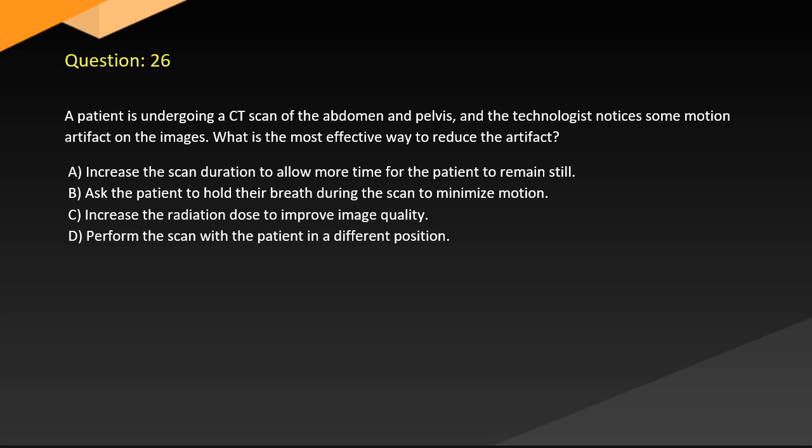Question 26. A patient is undergoing a CT of the abdomen and pelvis, and the technologist notices some motion artifact on the images. What is the most effective way to reduce the artifact? A. Increase the scan duration to allow more time for the patient to remain still. B. Ask the patient to hold their breath during the scan to minimize motion. C. Increase the radiation dose to improve image quality. D. Perform the scan with the patient in a different position.